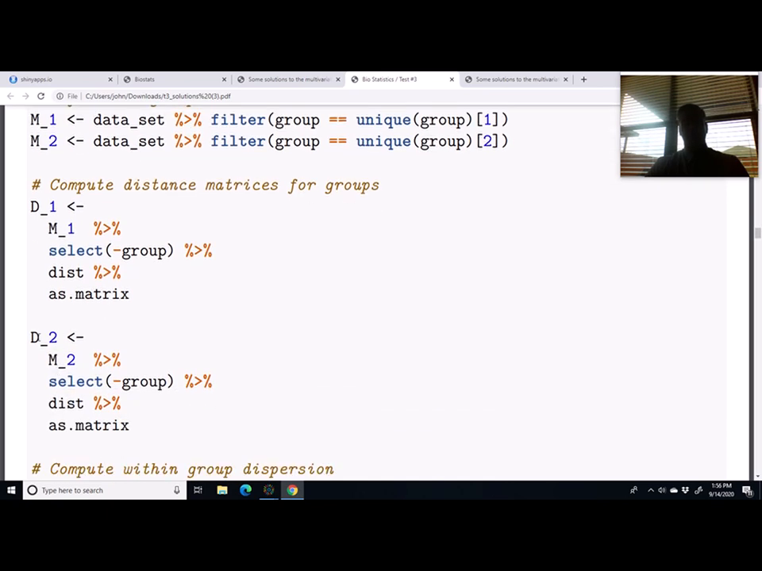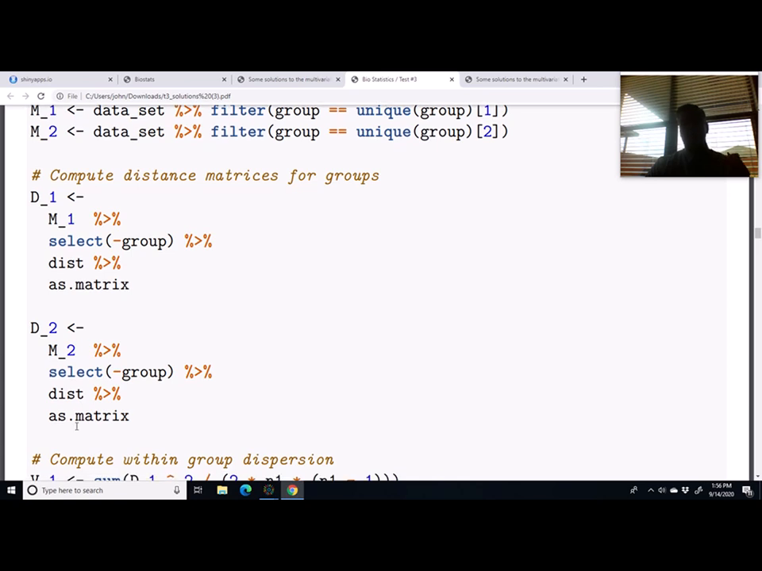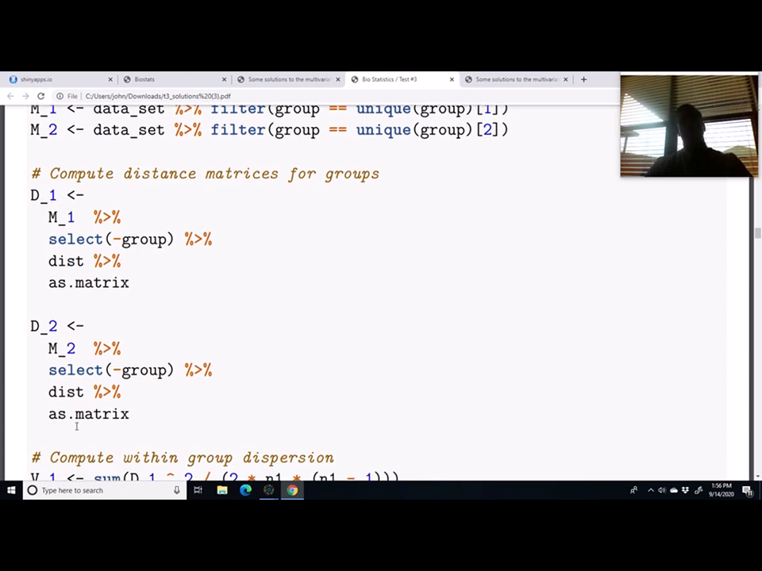I take this data frame M2, I deselect the group variable, then I get the distance function, and then I get the matrix. I turn it into a matrix. So now I have these two distance matrices that are just for the individual groups.